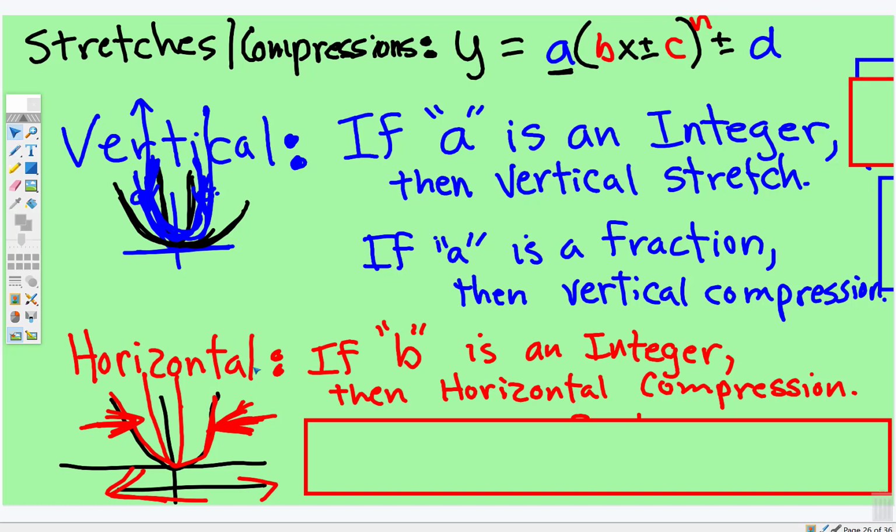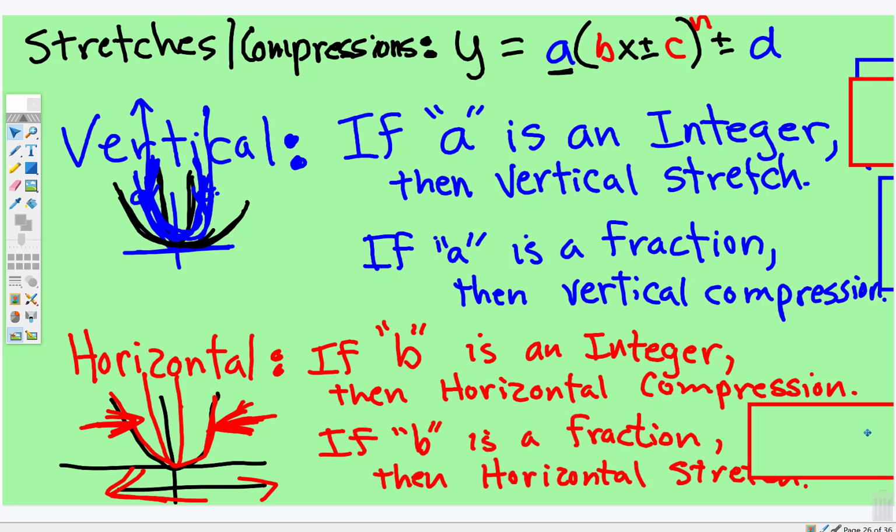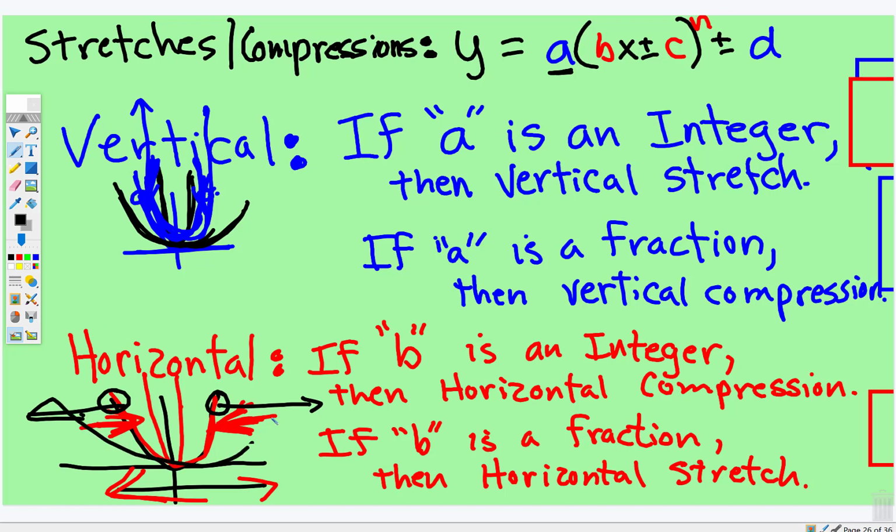And if b is a fraction, then imagine you take this original parabola and you pull on it, you stretch it, and when that happens, you're going to get a much wider parabola. So anyway, this one you might want to look over a few times. It can be a bit confusing, but this is the easiest way that I have of explaining it.